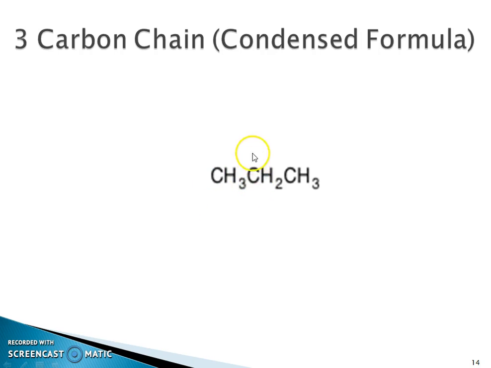The second carbon is going to have 2 hydrogens attached to it, basically up and down. And the third carbon is going to have, again, 1, 2, 3 hydrogens attached to it. So now you have to familiarize yourself with how that's going to look.